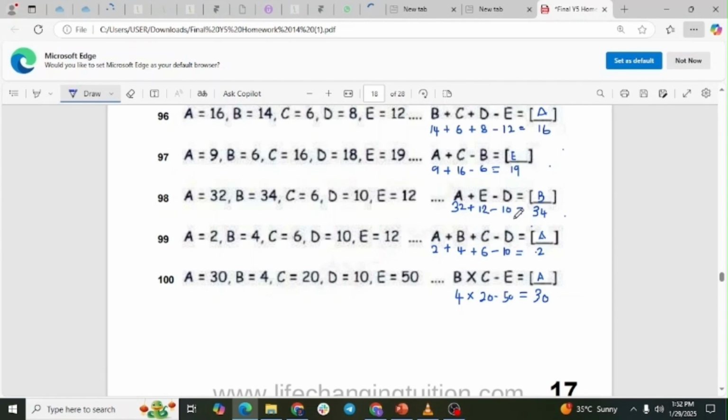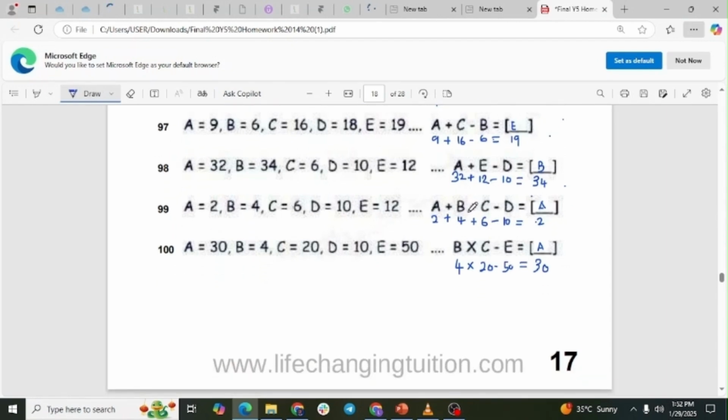Correct answer. B. Explanation. Substitute the values. 32 plus 12 minus 10 equals 34. The result corresponds to B equals 34. Question 99. Calculation. A plus B plus C minus D equals? Where A equals 2, B equals 4, C equals 6, D equals 10.